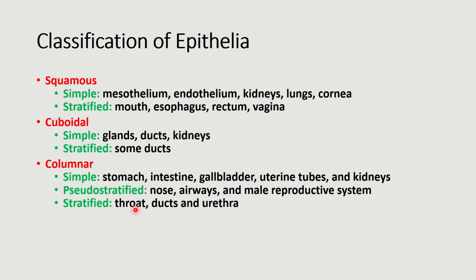Stratified columnar, not a lot, so you don't see it everywhere. An area that you can see is in the throat. Also ducts, this is most commonly seen in the ducts, and also in the male urethra. Only a part of the male urethra you can see a stratified columnar. The last type of epithelia is transitional. You see it in the urinary tract, okay, not in the kidneys, in the urinary tract.